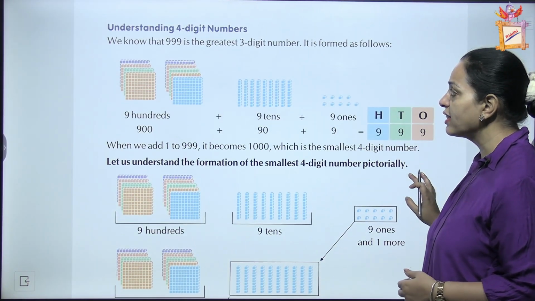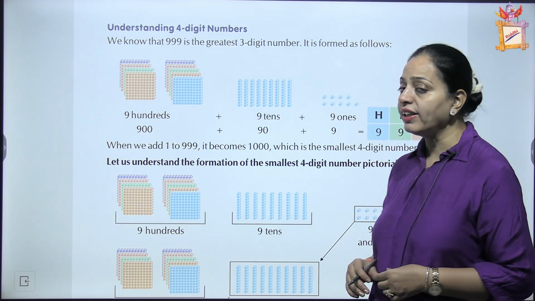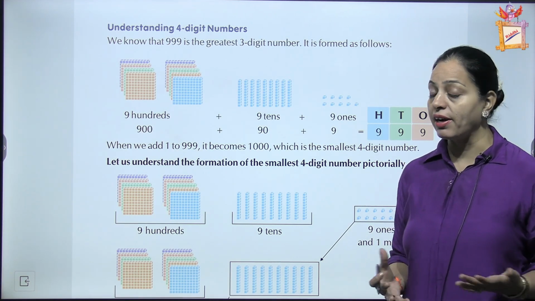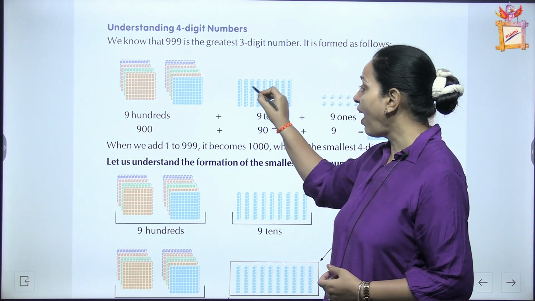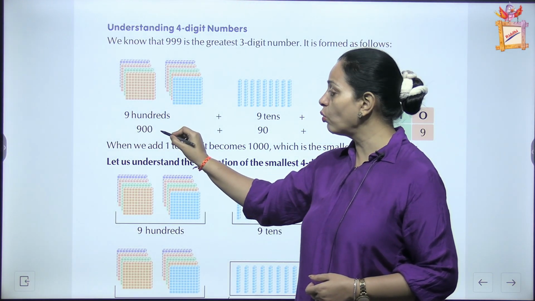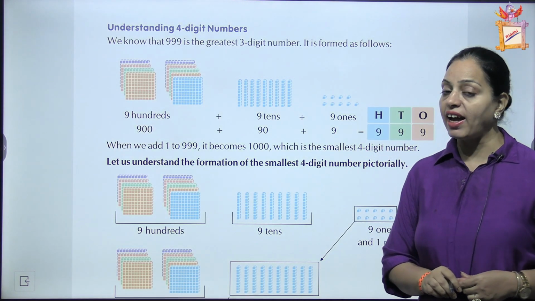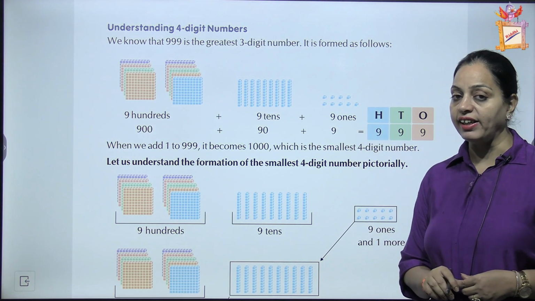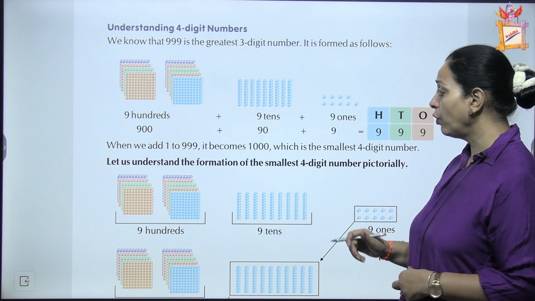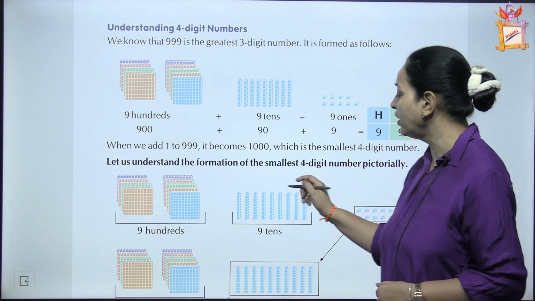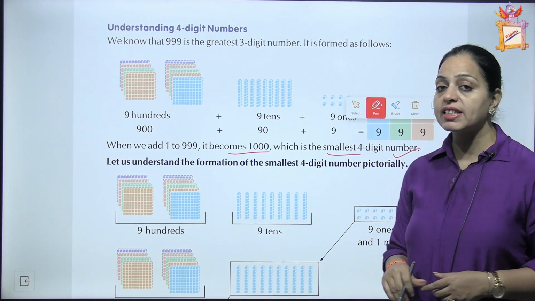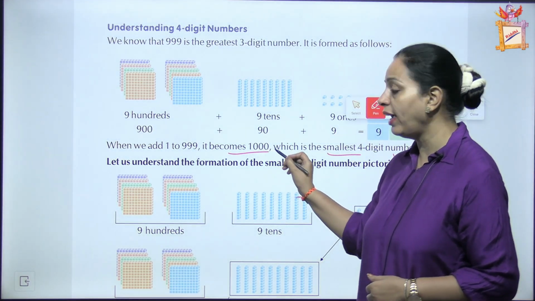Now we are talking about understanding 4-digit numbers. We know that 999 is the greatest 3-digit number. It is formed as follows. How? 9 hundreds, 9 tens and 9 ones. 9 hundreds means 900, 9 tens means 90 and 9 ones means 9. So what is the number? 999. When we add 1 to 999, what will you get? You will get 1000, which is the smallest 4-digit number. We have 1 and 3 zeros.